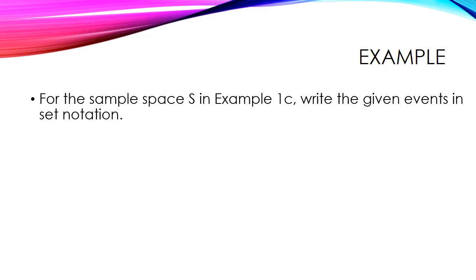Okay, for this example, we're going to look back at the sample space we developed in example 1C, where you had the family with 3 children. You had the different possibilities for how those children could be born as far as their gender goes. And we're going to write the given events in set notation. Pause the recording between each of these and see if you can come up with it, and then resume the recording to see how you did.